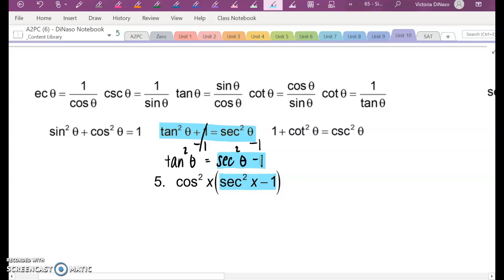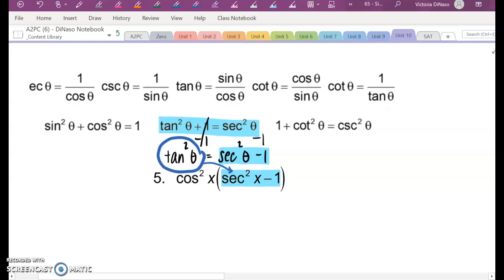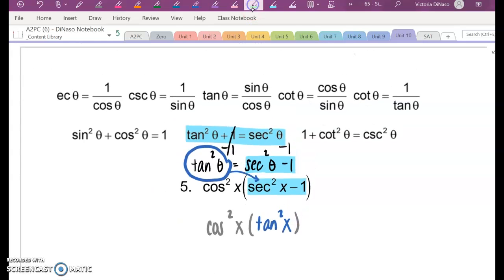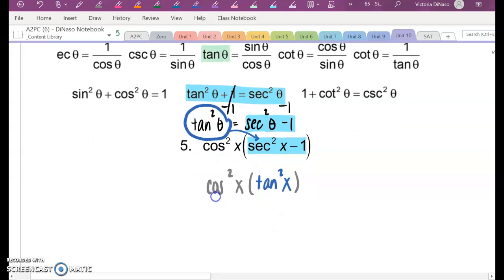Do you see that now they're exactly the same? I'm going to replace secant squared theta minus 1 with tangent squared. So this gets replaced in the parentheses. So we've got cosine squared x times tangent squared x. What can I change tangent into? We can change tangent into sine over cosine, except instead of sine over cosine, it's going to be sine squared over cosine squared.